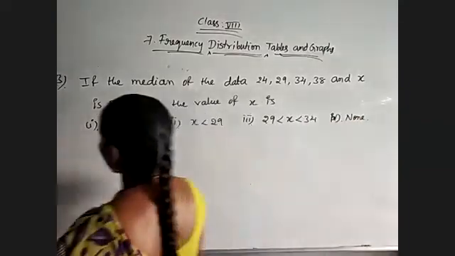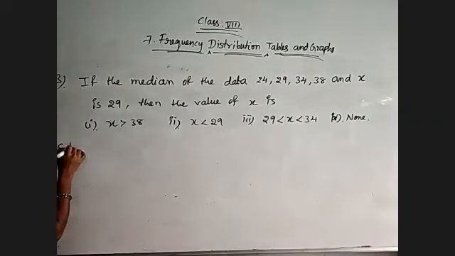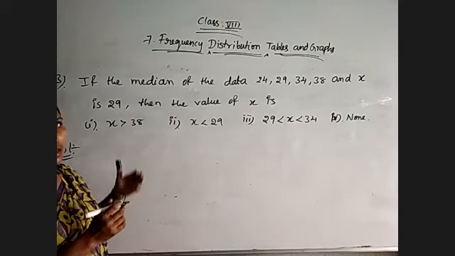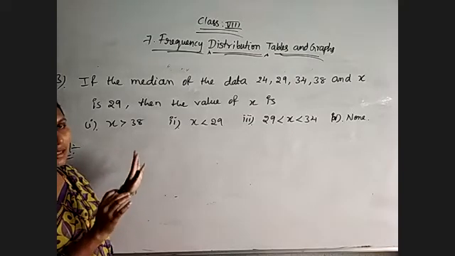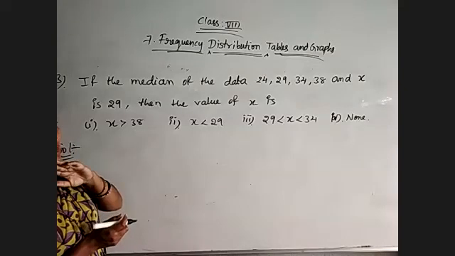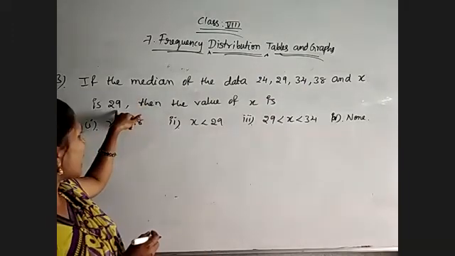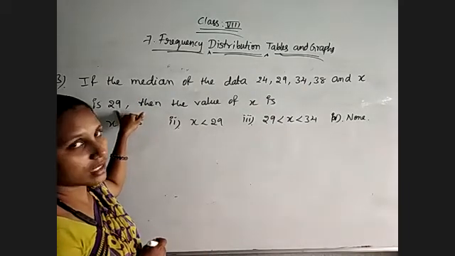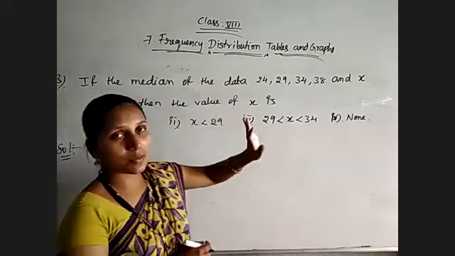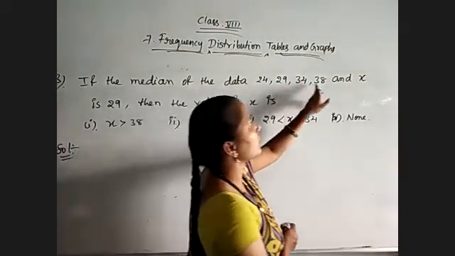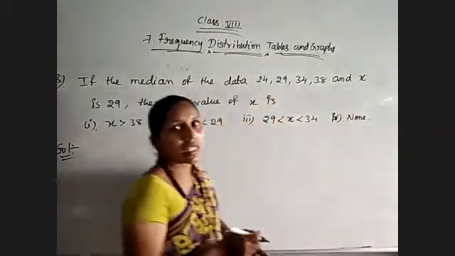Okay, just observe here. Median is nothing but, first we need to arrange the given data in ordered form. And here, how many observations are given? First count. The median of the data is 29, given in the question. And the number of observations, how many are there? 1, 2, 3, 4, 5. One of the observations is x.